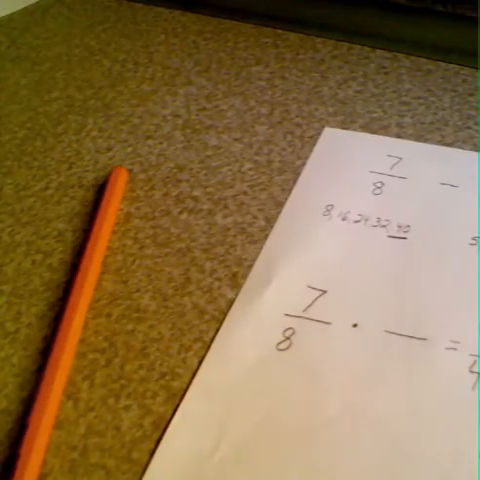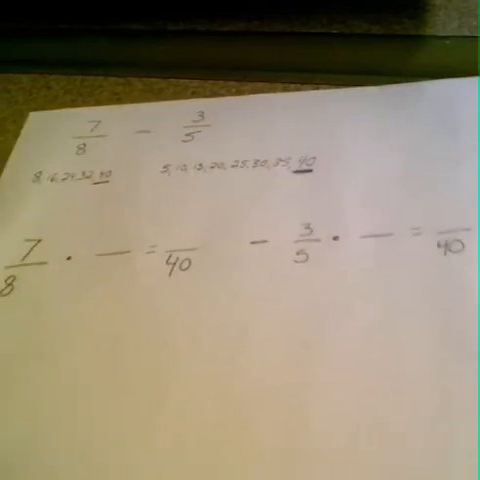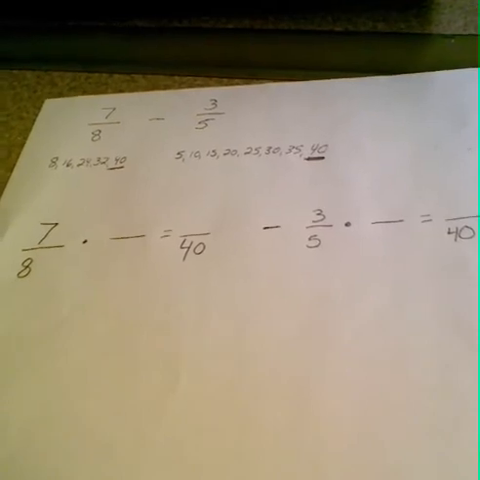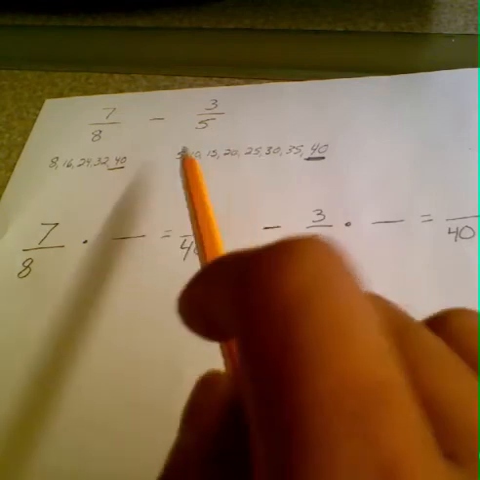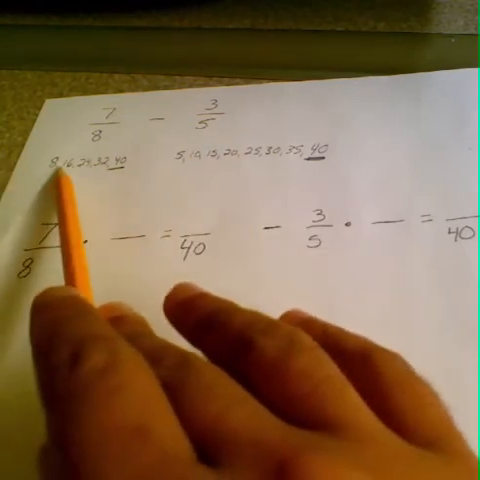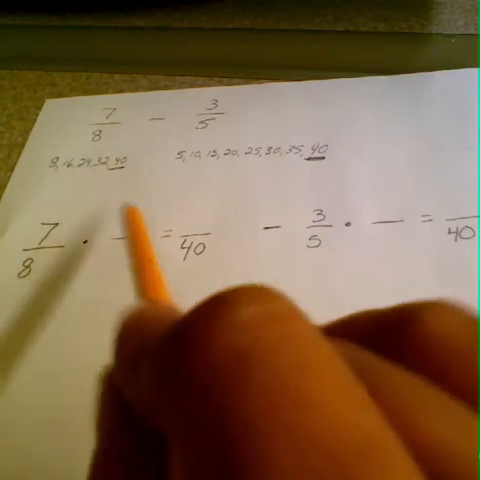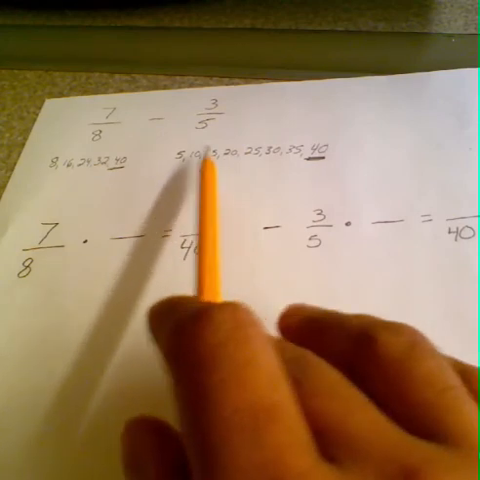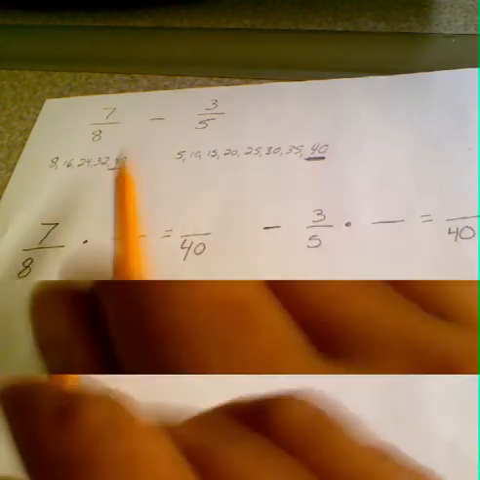All right, let's look at a problem with subtraction. In this problem, I have 7/8 minus 3/5. I wrote down my multiples of 8: 8, 16, 24, 32, and 40. I wrote down my multiples of 5: 5, 10, 15, 20, 25, 30, 35, 40. I see that my least common multiple of 8 and 5 is 40.